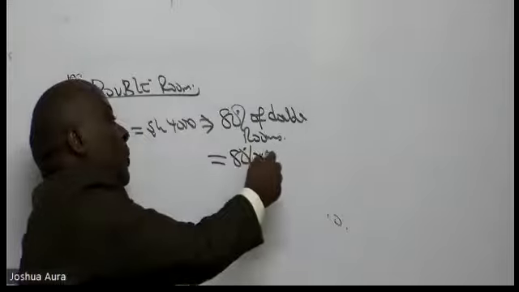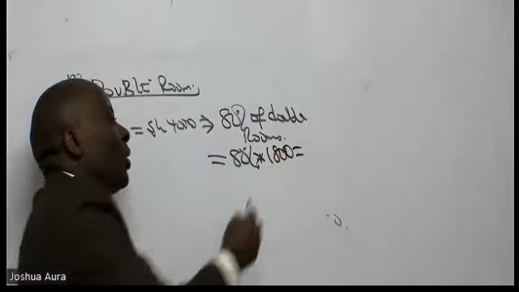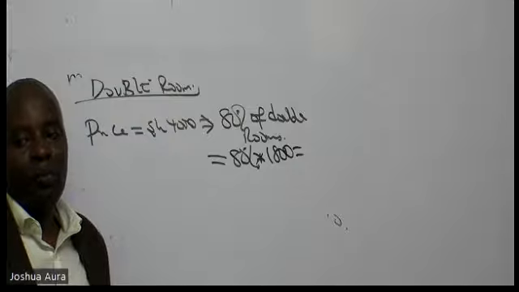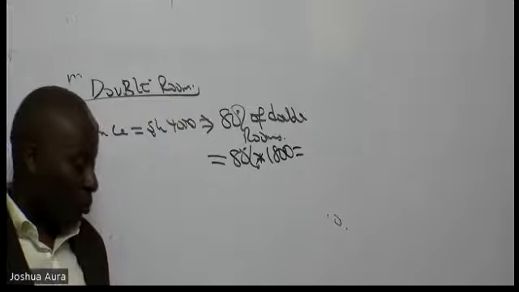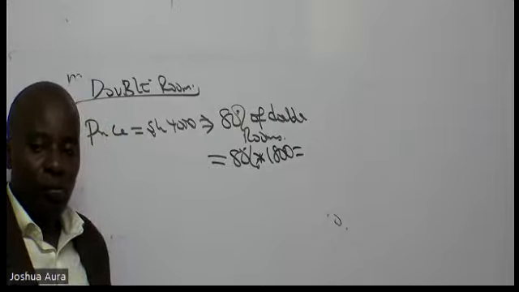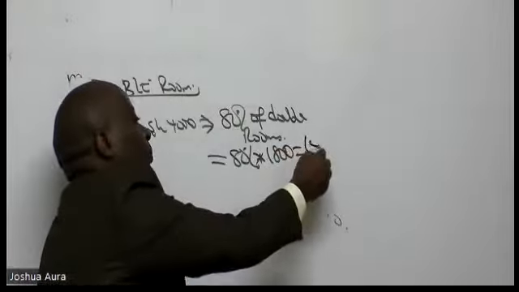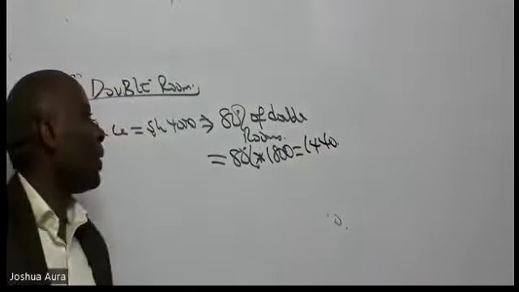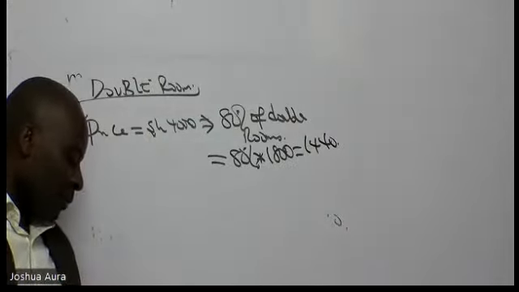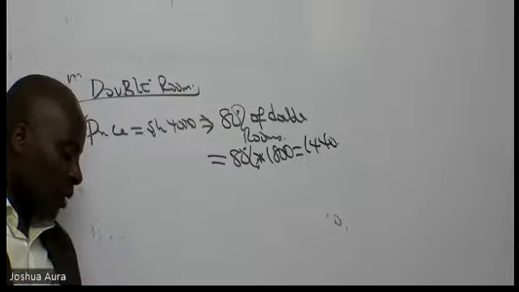1,800. So 80% of 1,800 gives me how much? 1,440. Great. So this is the first price. So remember here, when you read this question very well, they've told us that for each shillings 100 increase or decrease, they expect the number of rooms to decrease or increase respectively by what here?